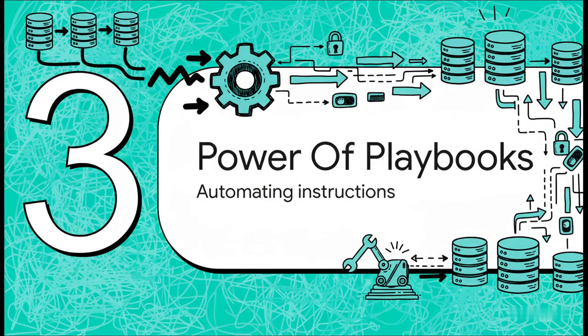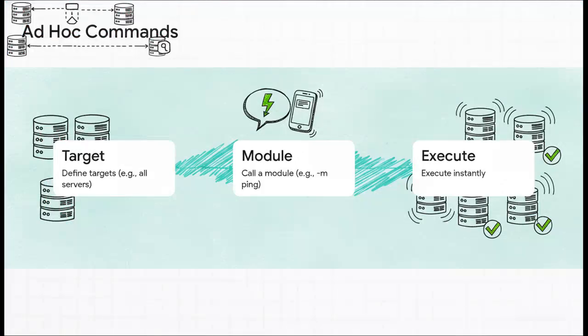All right, let's get into the fun stuff. Part 3, the power of playbooks. Before we go writing massive automation scripts, we have to talk about ad hoc commands. Think of these as quick text messages sent to your servers. Let's say you just need to check if your machines are awake. You define your target, call a module, like the ping module, using the -m flag, and hit execute. Boom! Ansible instantly reaches out to every single machine. It's the perfect way to do a quick health check or restore a rogue service.